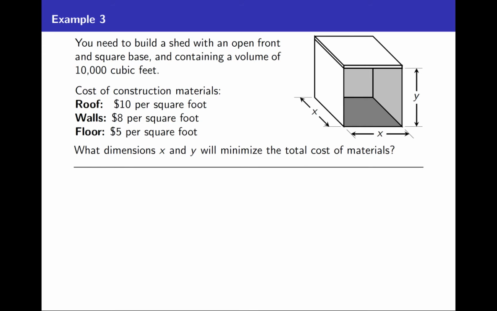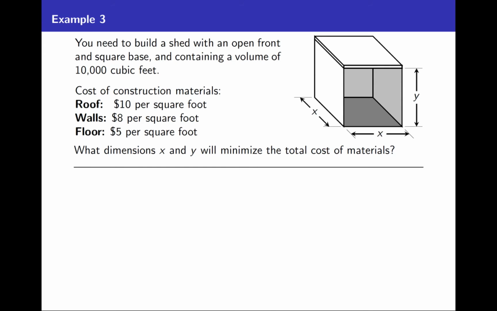Another example. This is another cost problem, a construction problem, and here it is. You need to build a shed that has an open front and a square base and contains a volume of 10,000 cubic feet. So here it is. It has an open front, so it's only got 3 walls: the right side, the back, and the left side. It's got a roof and a floor, and its base is square, so it's x by x.